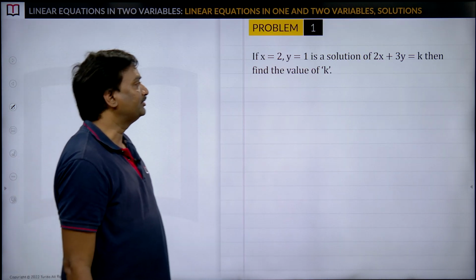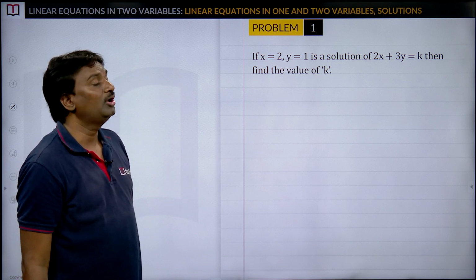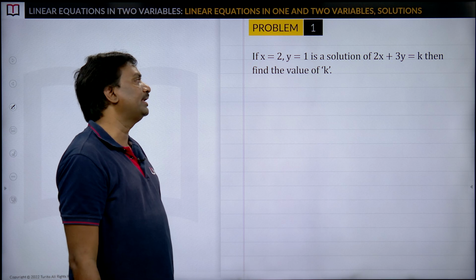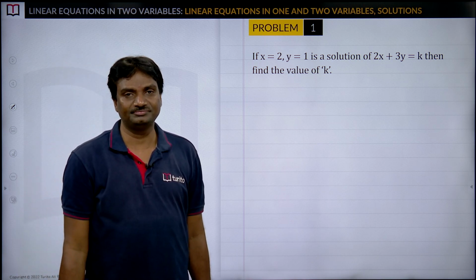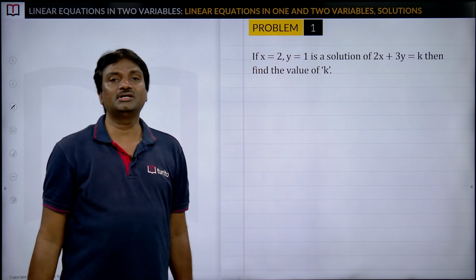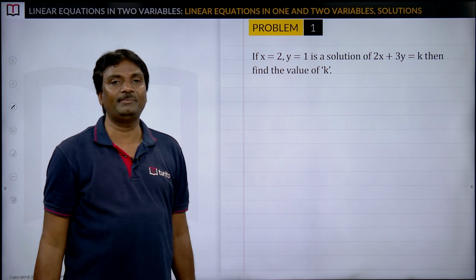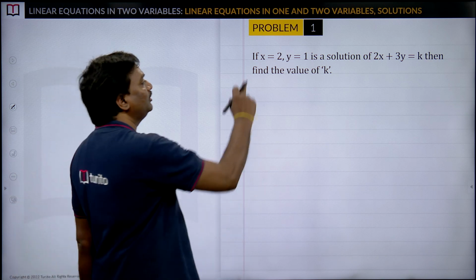If x equal to 2, y equal to 1 is a solution of 2x plus 3y equal to k, then find the value of k. So, just as we have discussed, if x equal to alpha and y equal to beta are the solutions of ax plus by plus c equal to 0, then a alpha plus b beta plus c equal to 0.